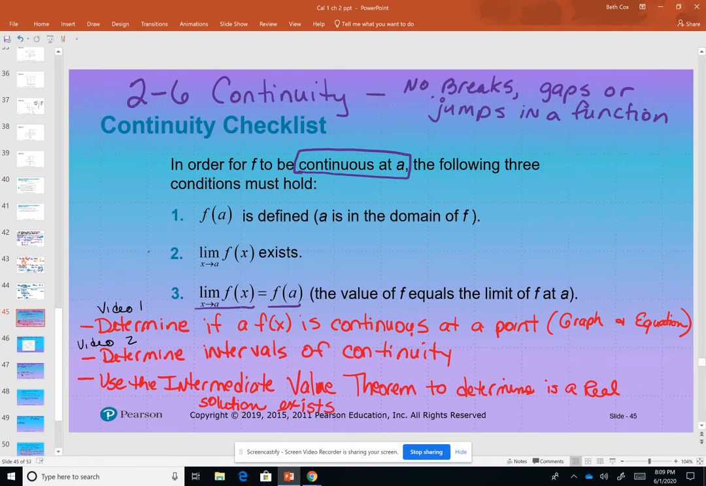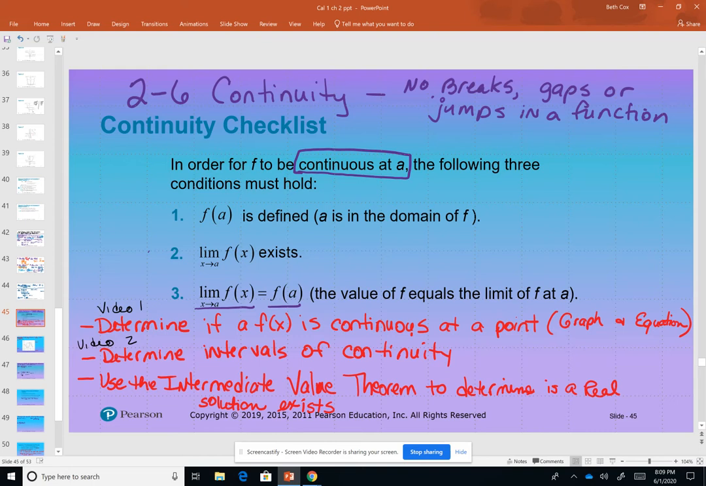The first thing we have to decide is the function defined at that point? If it is, we move forward to the next one. Next stipulation is the limit as x approaches that point has to exist. And then third, the limit that you get must be equal to the value of that function. So the value of f equals the limit of f.